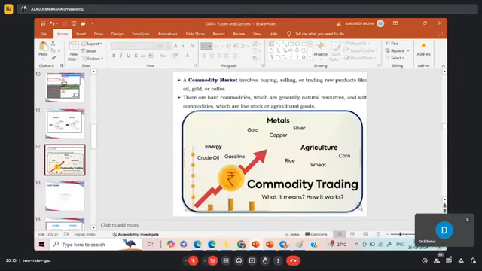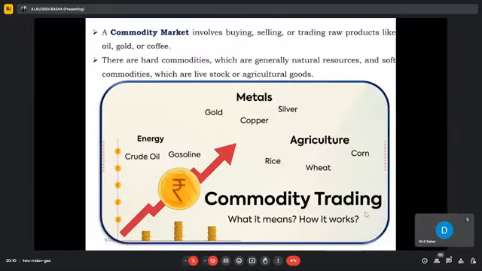Okay. Next one is the commodity market. What is a commodity market? The commodity market is nothing but trading the raw products in our real lives. For example, gold, crude oil, aluminum, copper, zinc. So everything. Each and every product we use in real life is traded in the commodity market.